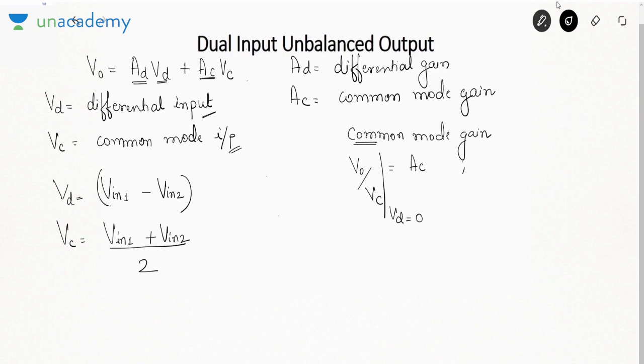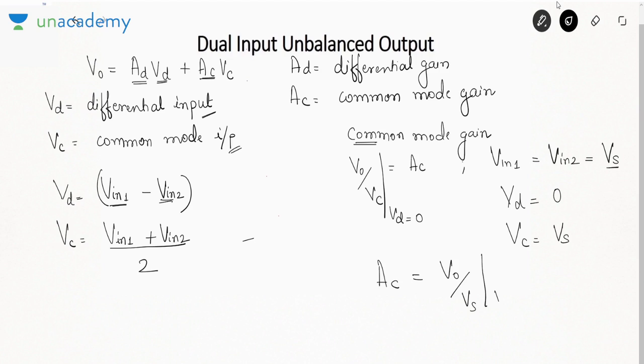How can you make differential mode input 0? If I keep these two inputs the same. So for common mode gain, Vin1 is kept equal to Vin2, equal to Vs, which means the differential voltage is 0 and the common mode input is the average. Both are equal, Vs plus Vs by 2, that is Vs. So AC will be equal to V0 by Vs when both the input voltages are equal to Vs.